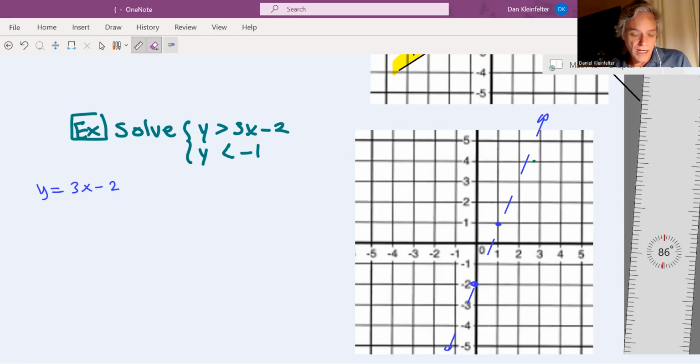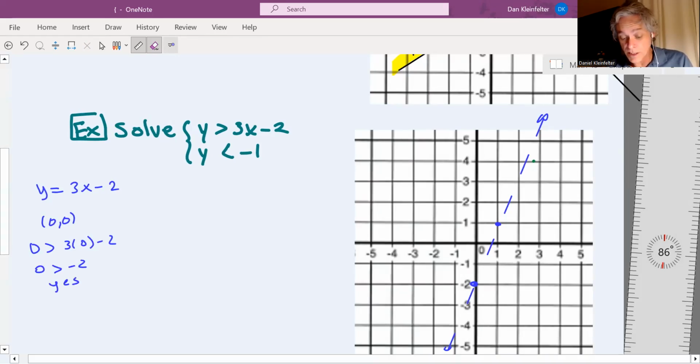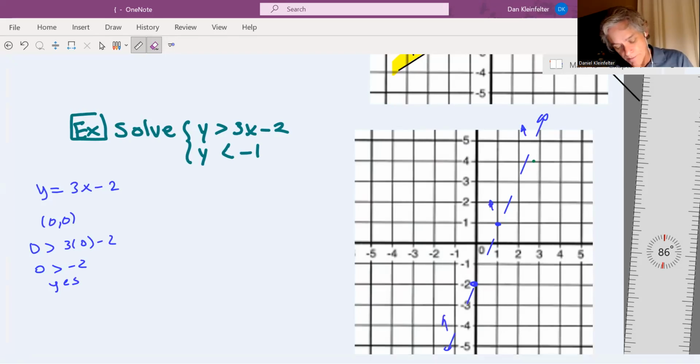Okay, now we want to check the origin to see if that is a solution. 0 greater than 3 times 0 minus 2. Okay. 0 is greater than -2. Answer is yes. So we will want to be above this blue line.